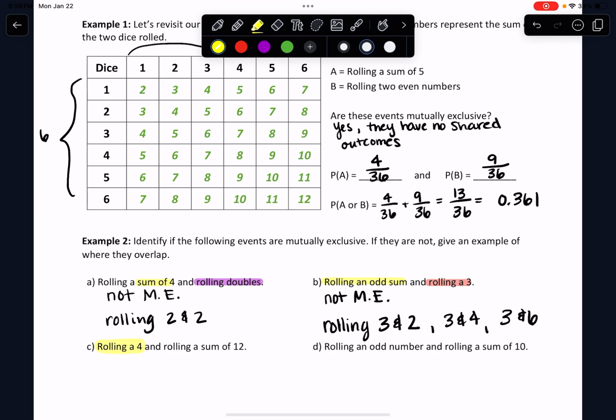So rolling a 4 and rolling a sum of 12. There's only one way to roll a sum of 12. And in terms of rolling a 4, we can see that there is no overlap here. So we would say these are mutually exclusive events. And there's no example that we can come up with that violates it, because there are none that violate this example.